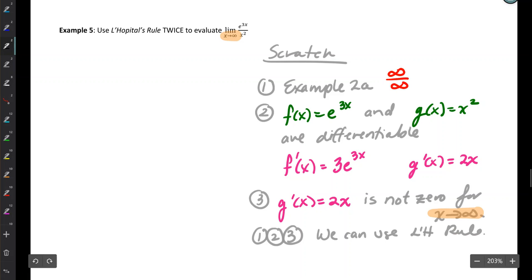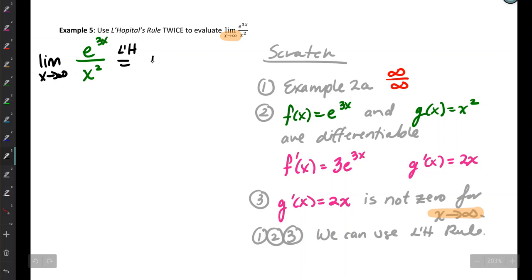All right, and let's go ahead and do that. The limit as x approaches infinity of e to the 3x over x squared. By L'Hopital's rule, that's equal to the limit as x approaches infinity of 3e to the 3x all over 2x.